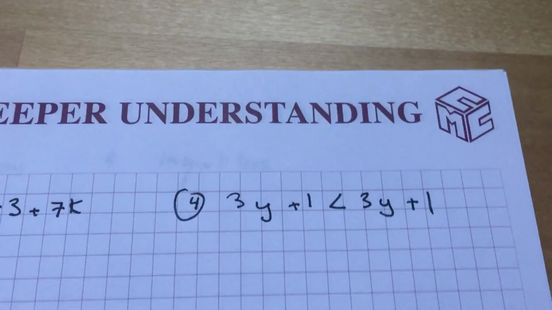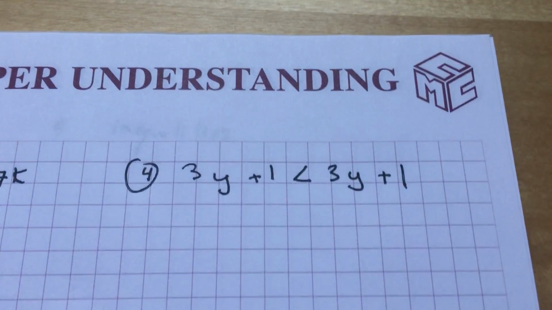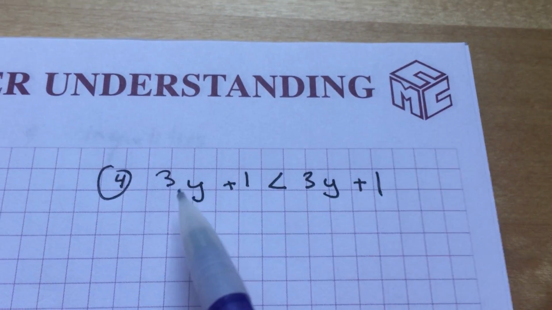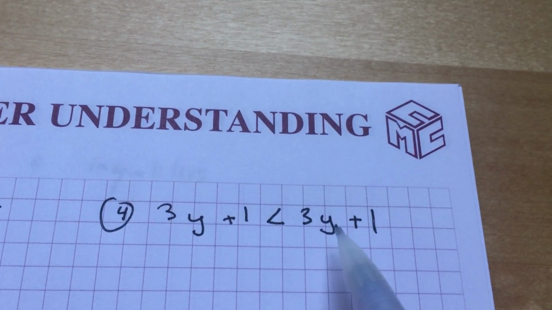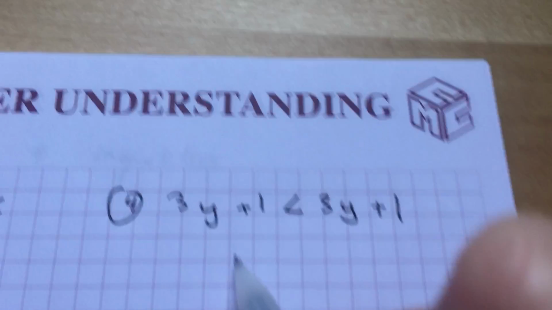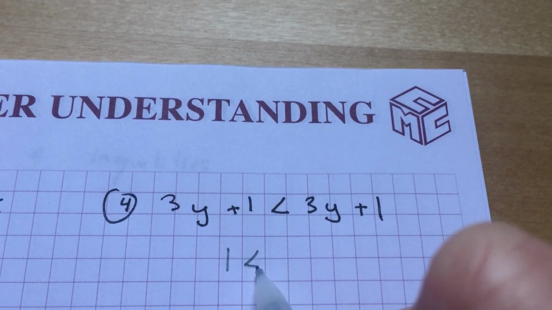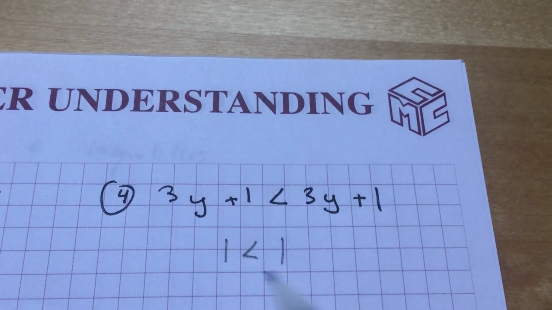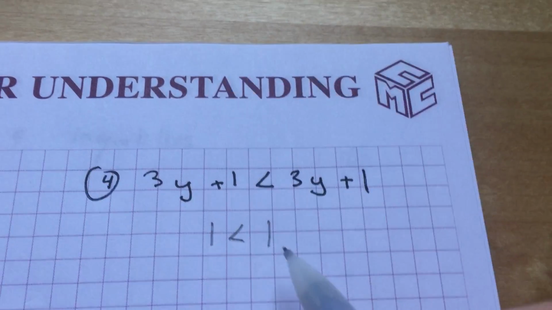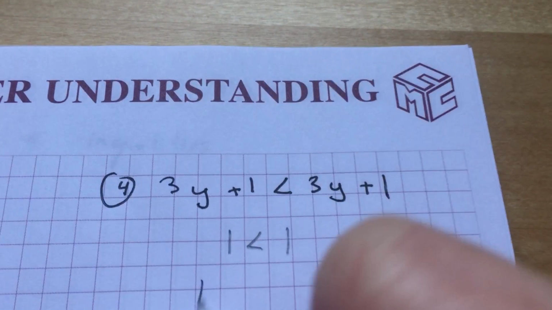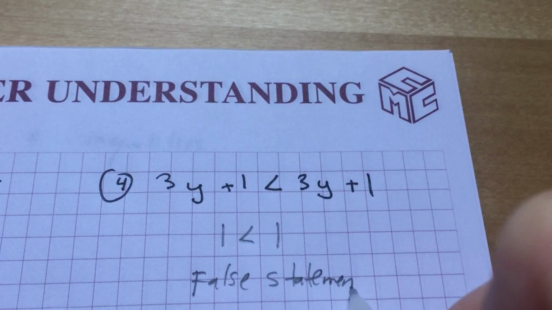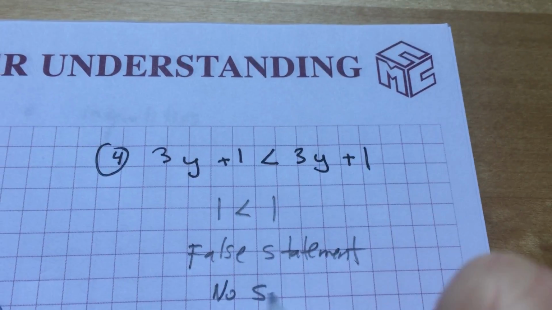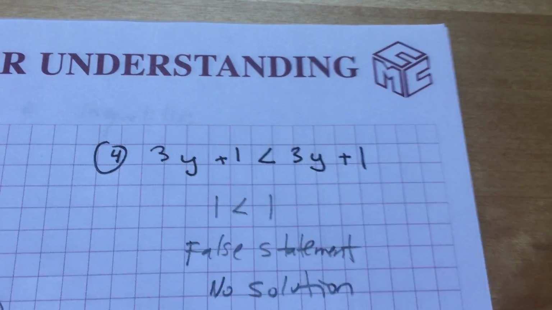So we saw an all solutions. Here we're going to see a no solution. So 3y plus 1 is less than 3y plus 1. If I subtract the 3y from both sides, I have 1 is less than 1. This is not a true statement. 1 cannot be less than itself. So it's a false statement, which means no solution.